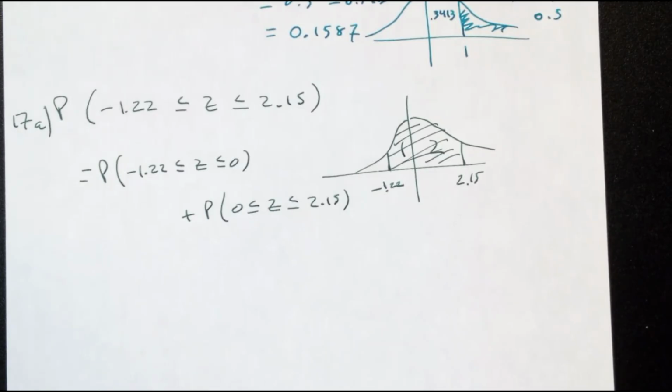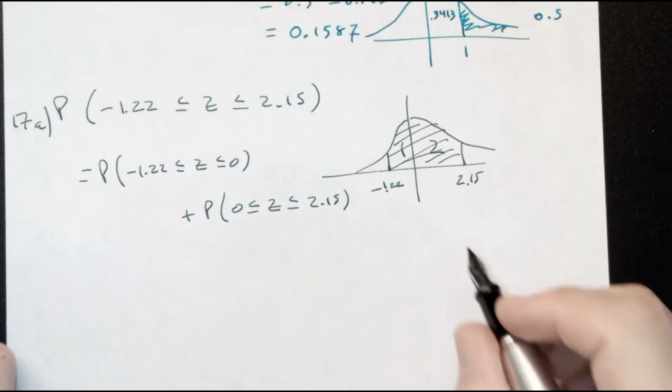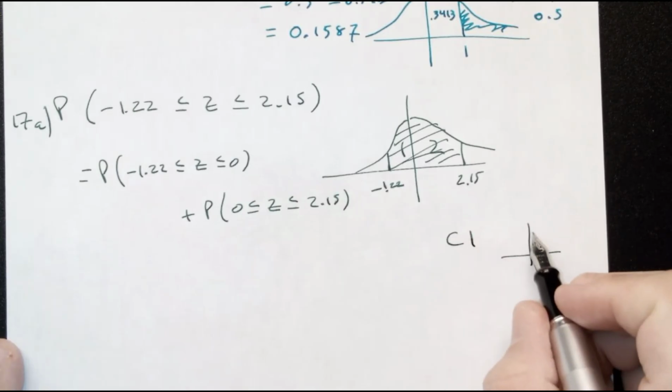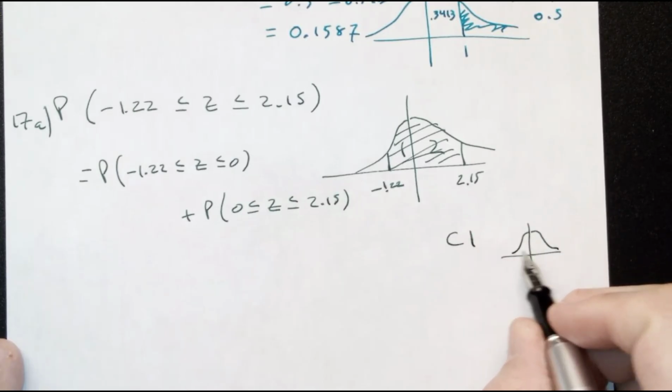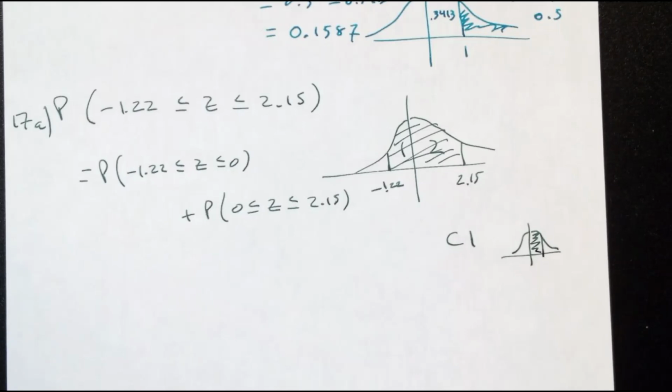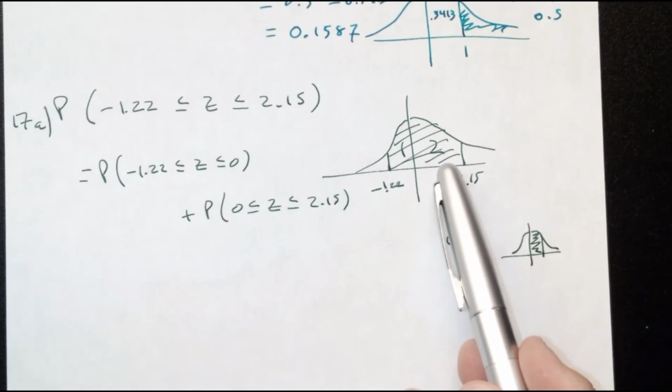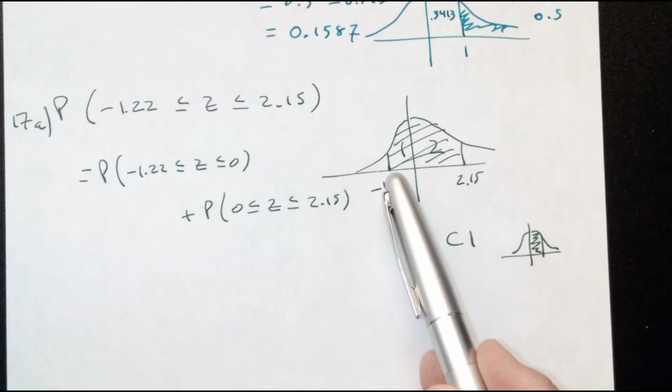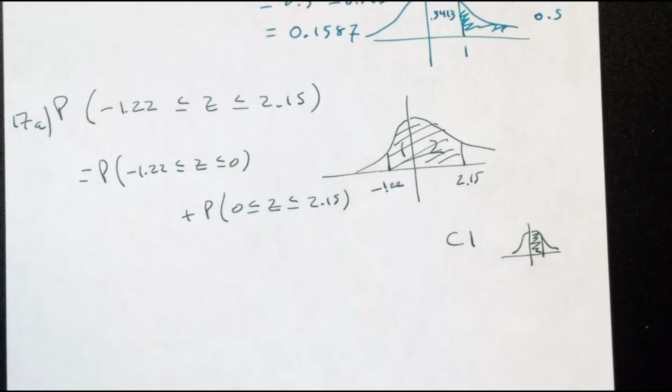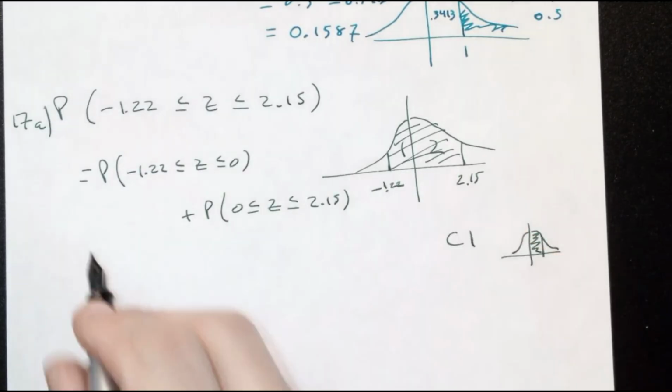Now in my table, C1, the picture at the top of C1 looks like this. So it measures from the middle to the right. This part is correct. This part's on the wrong side. But that graph is symmetric, and that means that the area on the left is exactly the same as the area on the right. So I can flip this to the other side.